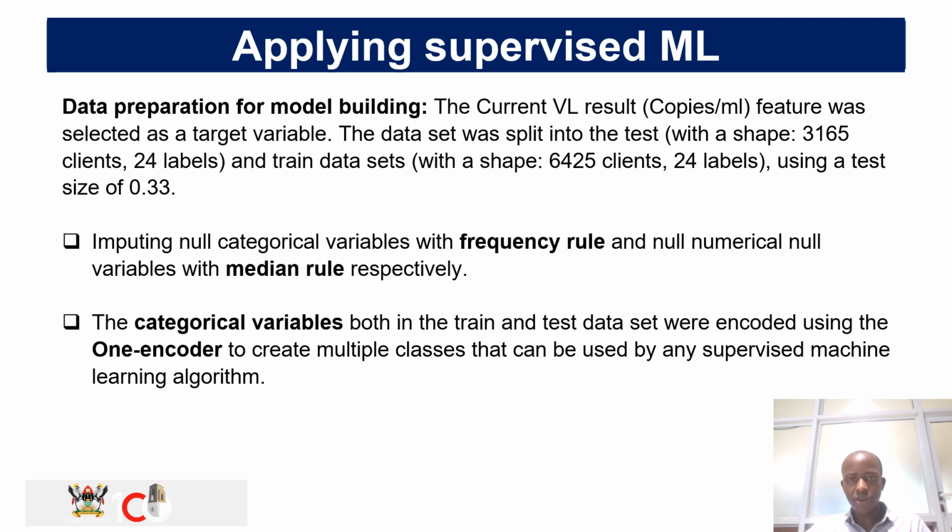So for the train data set, it has 3,165 and 24 labels. So we have some variables that do not have data, so we had to impute them in that case. So for categorical variables, we use the frequency rule, and for the numerical, the median rule. So categorical variables, both in the train and test data set, were encoded using the one-hot encoder.